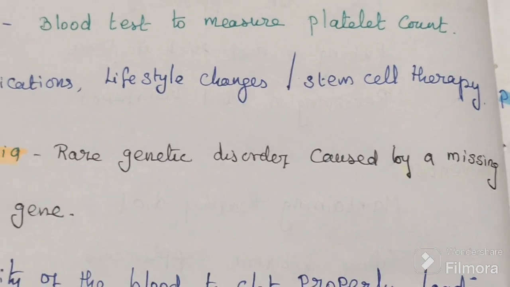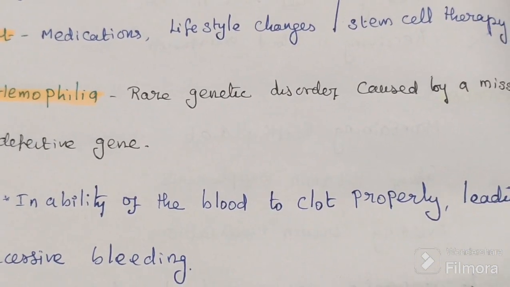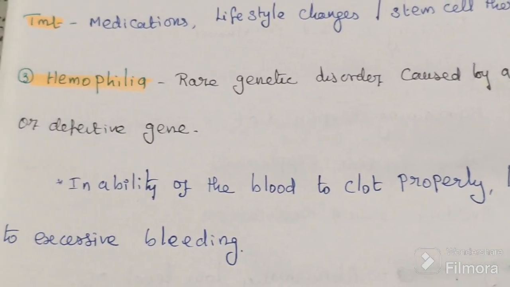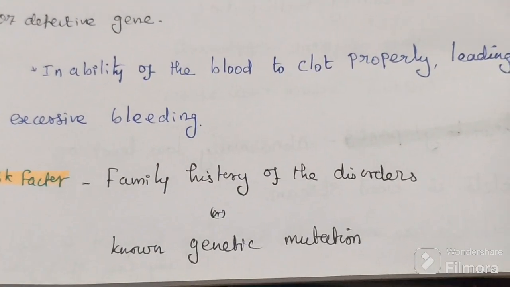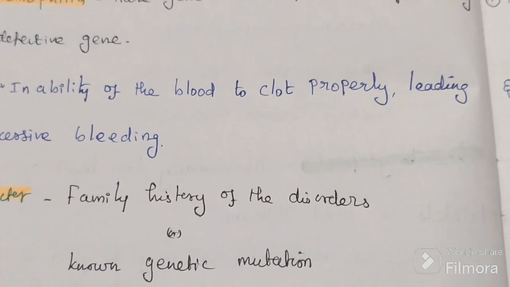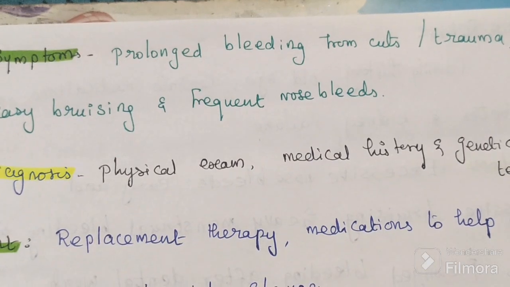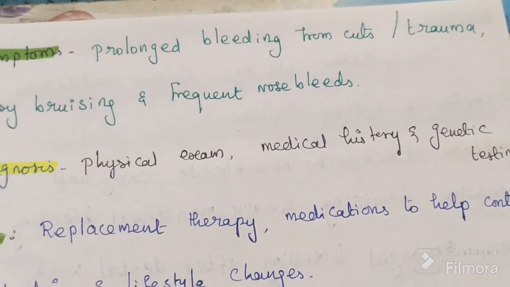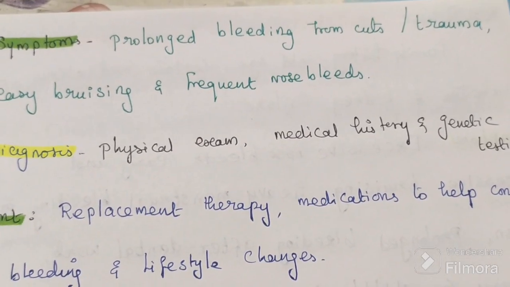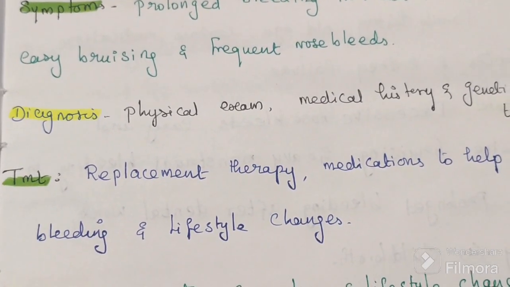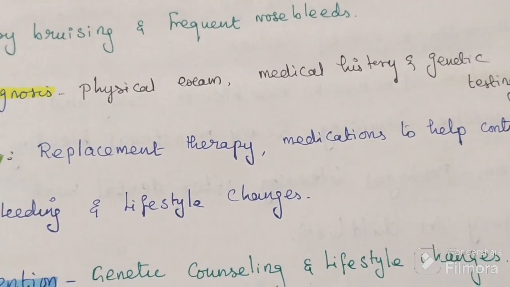So the third condition is called hemophilia. It is a rare genetic disorder caused by a missing or defective gene. Risk factors: family history and genetic mutation. Symptoms: prolonged bleeding from cuts or trauma, easy bruising and frequent nosebleeds. Diagnosis methods: physical examination, medical history and genetic testing.